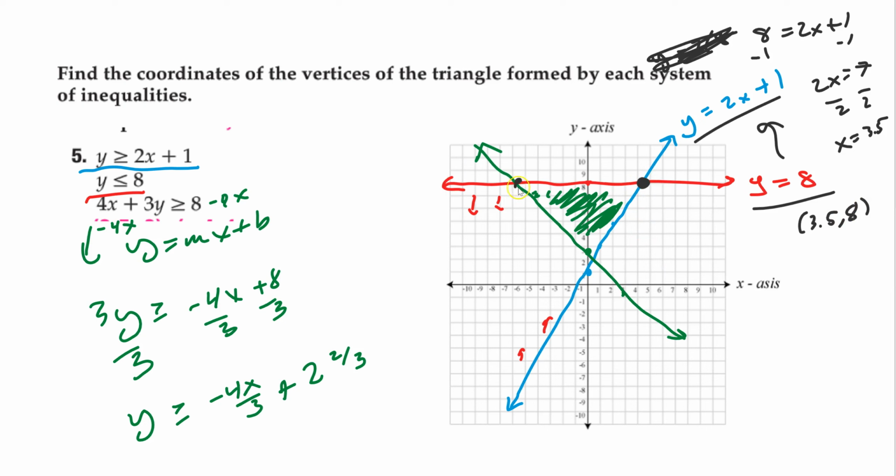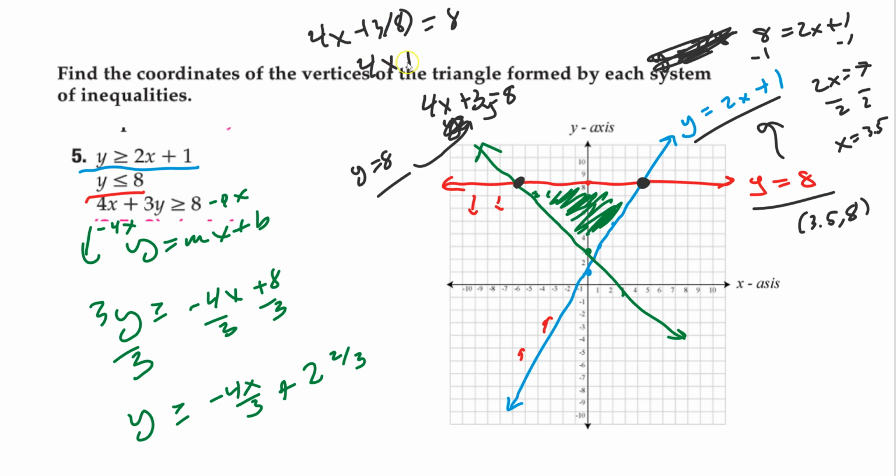If you want this point right here, write down this equation: 4x plus 3y equals 8. I have to solve that with this red line here, which is y equals 8. So all we're going to do is plug it in. I know y equals 8, so I'm going to plug that in. I get 4x plus 24 equals 8. Subtract: 4x equals negative 16. x equals negative 4. So that point right there should be negative 4 and 8.